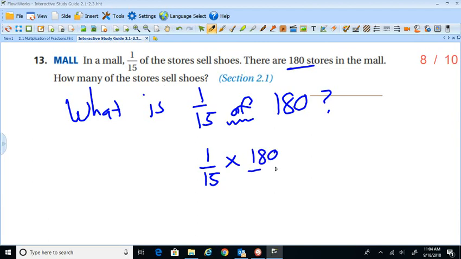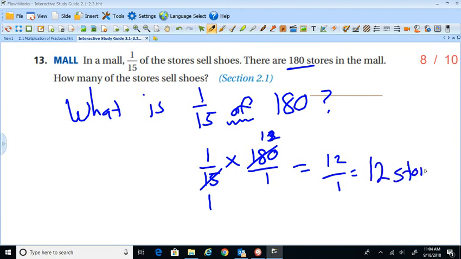Put that over 1. I can cross simplify. They each go into 15 one time. 15 goes into that answer 12 times. And now I multiply across. 1 times 12 is 12 over 1, which equals 12. So 12 stores in the mall sell shoes.